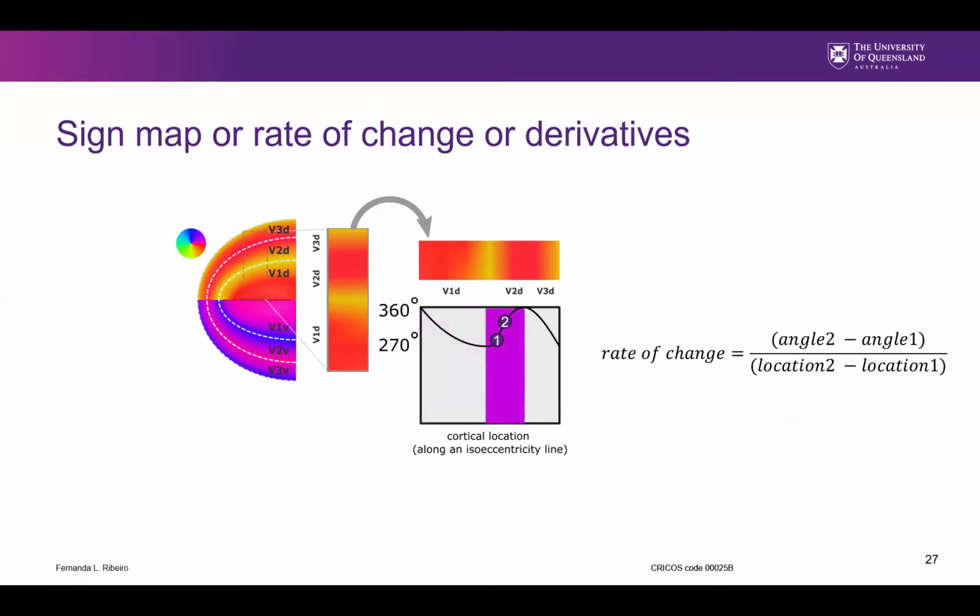If we do the same for dorsal V2, we find that the sign of rate of change would be positive because angle in position 2 is higher than in position 1. And if we do the same for dorsal V3, we find that the sign is negative. So that's it. That's all what sign maps are.